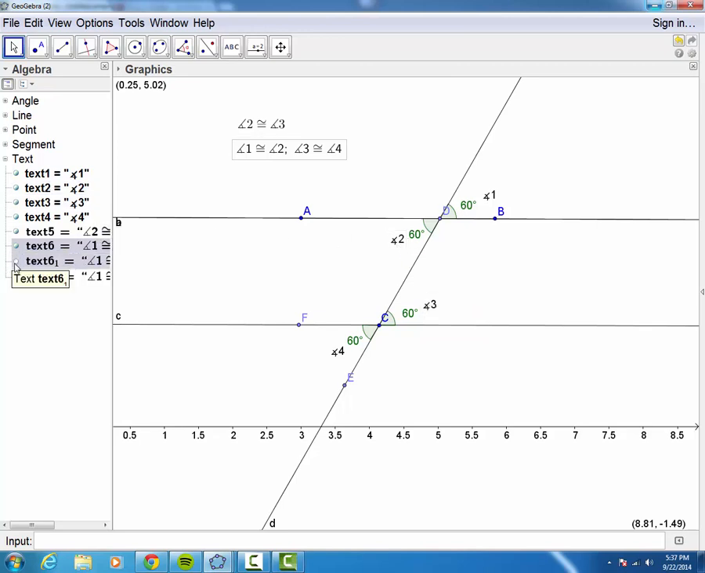So watch, I'm going to rewrite the first one and say that 1 is congruent to 2. It's still congruent to 2, but I'd rather say that 1 is congruent to 3. So 1 and 3 are the same. Now I can also say that 1 and 4 are the same because of transitive property.